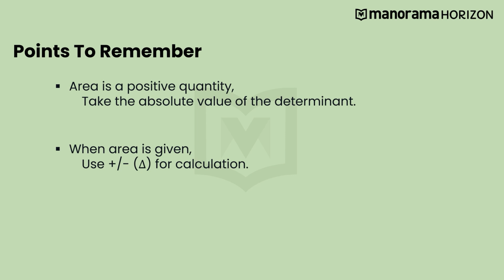Also, note when the area is given, one can use both positive and negative values of the determinant for calculation. Number 3, the area of a triangle formed by 3 collinear points is always 0. Let's see one question.